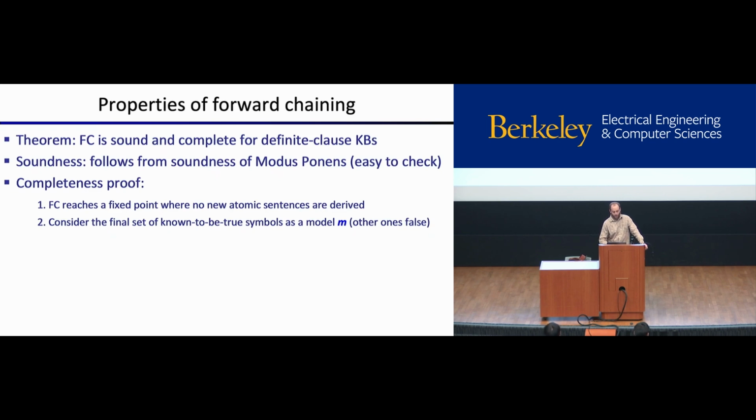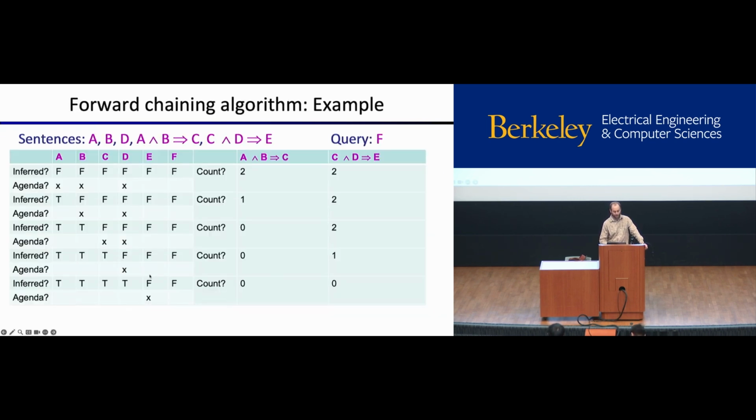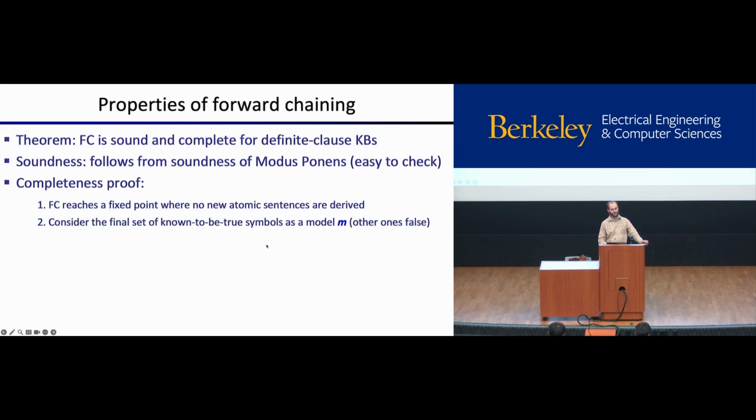And then there will be a set of known to be true symbols in this inferred thing. So here's our known to be true symbols, and here, when we've stopped, here is our set of known to be true symbols, A, B, C, D, and E. So consider that final set of known to be true symbols. And now consider a model which says those symbols are all true, all take a value of true, and all the other symbols, all the other variables, take a value of false. There's our model. Let's think about that model.